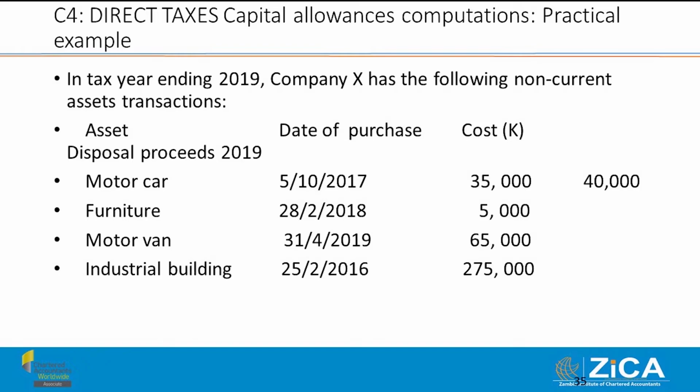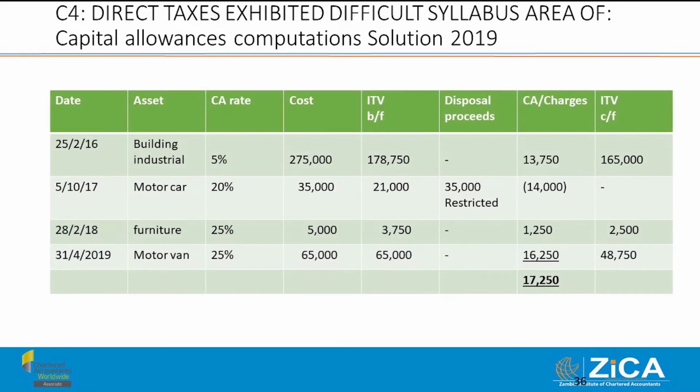So you will note that for the building, which was bought on 25th February 2016, the capital allowances rate there is 5%. You will note that when it comes to industrial buildings, in the year of actual purchase, you're entitled to an initial allowance and an investment allowance, both of them 10% each. And over and above that, you get a writing down allowance of 5%. This writing down allowance continues from the second year onwards until the asset is completely written off, so to say, in tax manner.